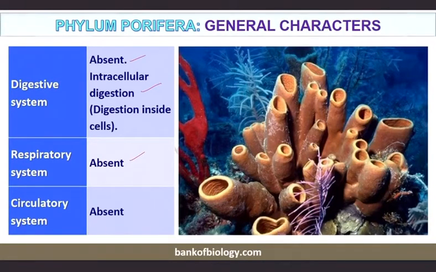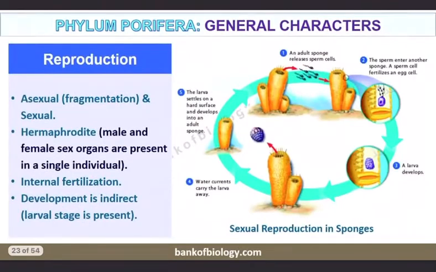Digestive tract is absent, there is no digestive system as such. How does food get digested? Through intracellular digestion, digestion inside the cells. There is no respiration, the respiratory system is absent. There is no presence of lungs or gills; that will evolve later. And the circulatory system is also absent. There are no arteries, veins, heart, all that. And how do they reproduce?